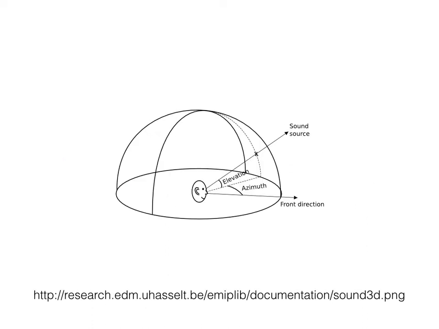There are three dimensions when we set a sound in space: distance, elevation, and azimuth. Distance is how far the sound is from the observer. Elevation is how much above or below the sound is. Azimuth is how much the sound is to the left, right, front, or back.